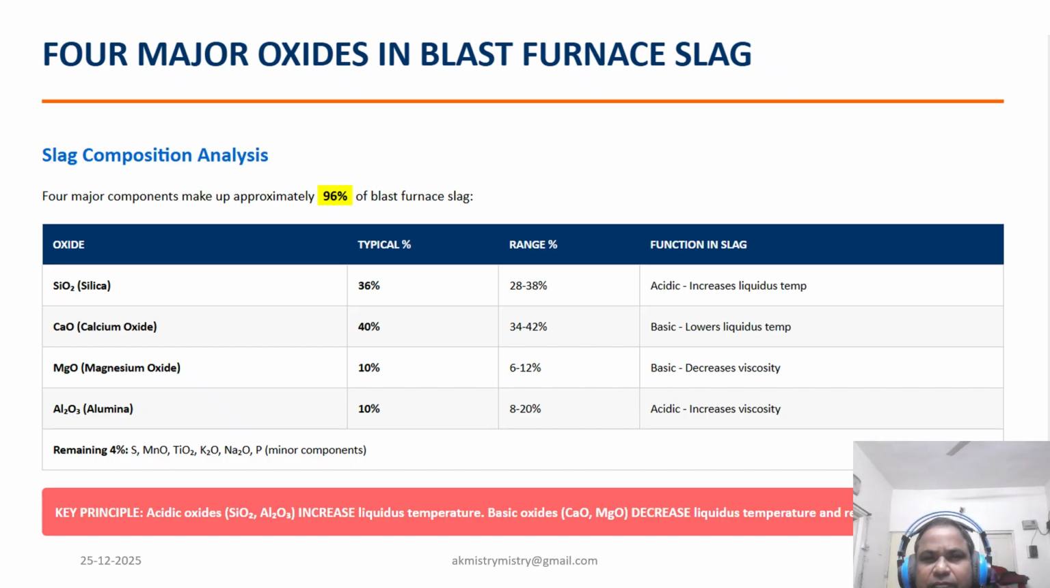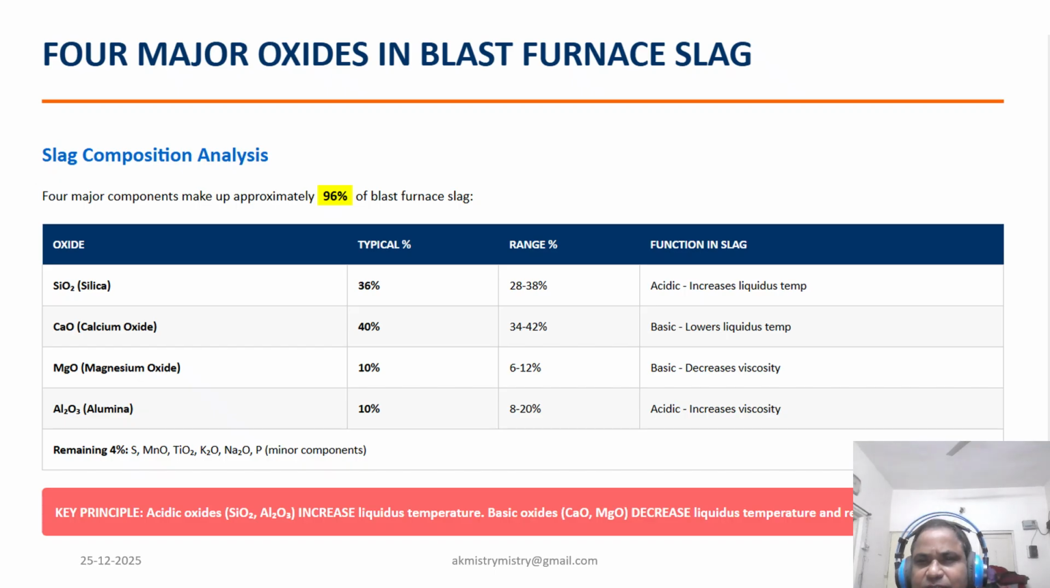As you must be knowing, four major oxides constitute 96% of the blast furnace slag. These four oxides are silica, calcium oxide, magnesium oxide, and alumina. This is also a basic concept to be remembered, that the major constituents are these four oxides, which constitute 96% of the slag.